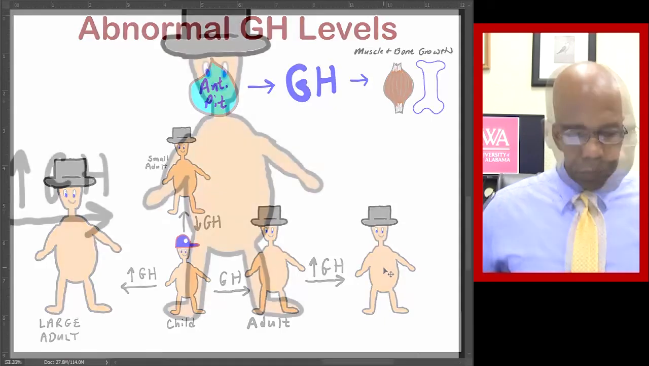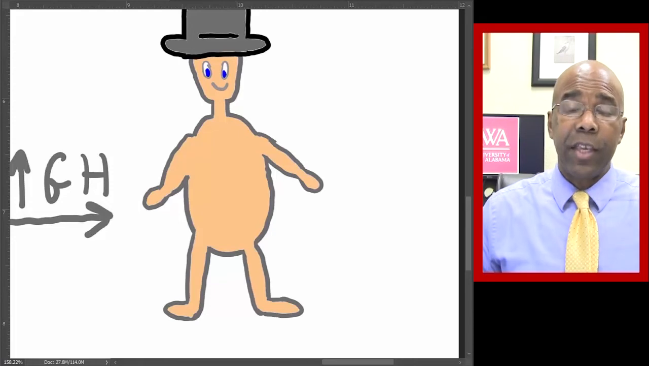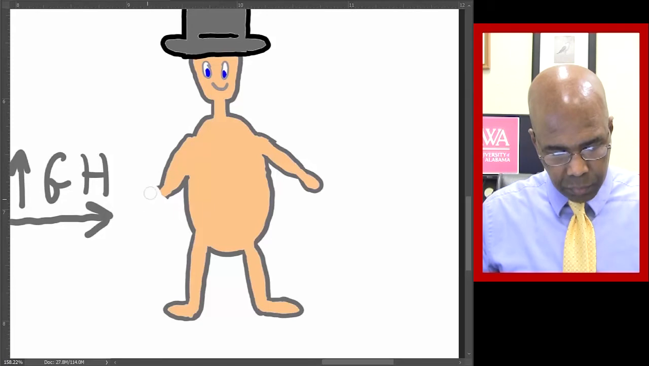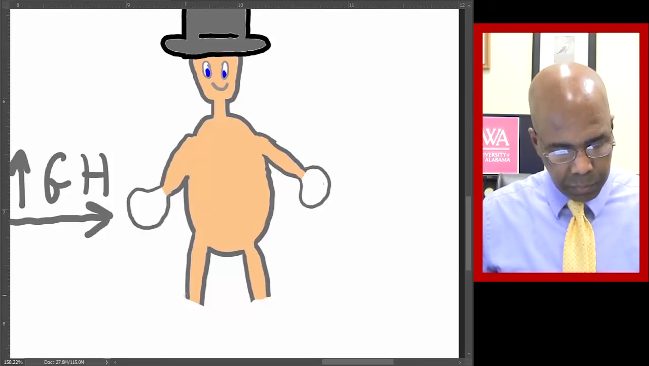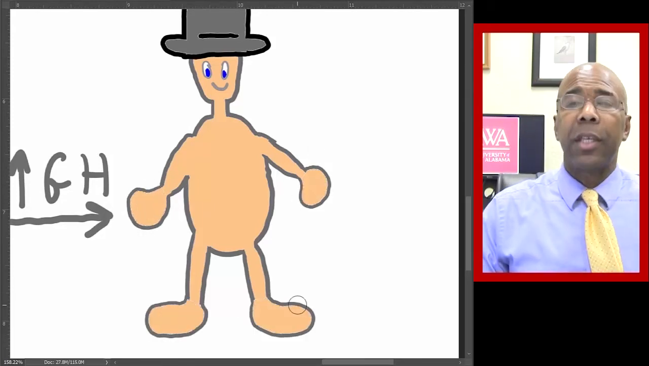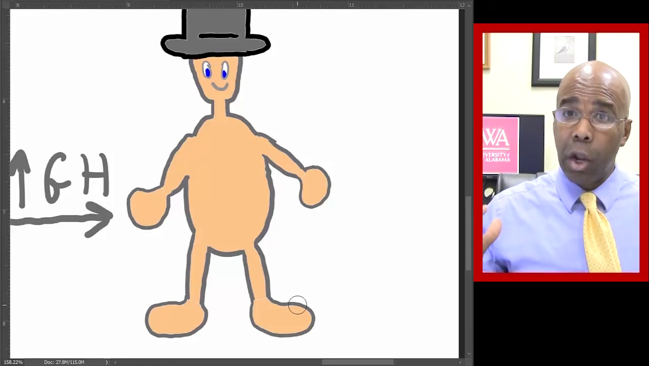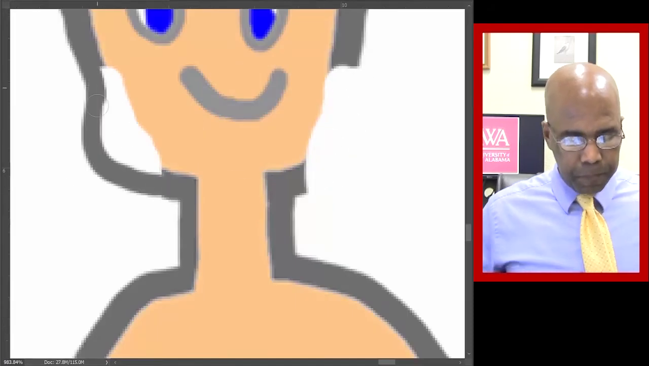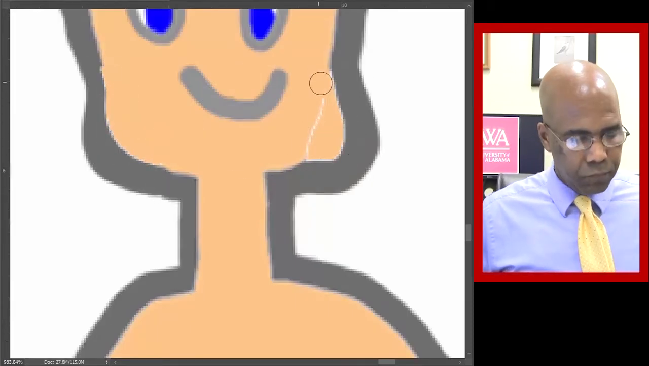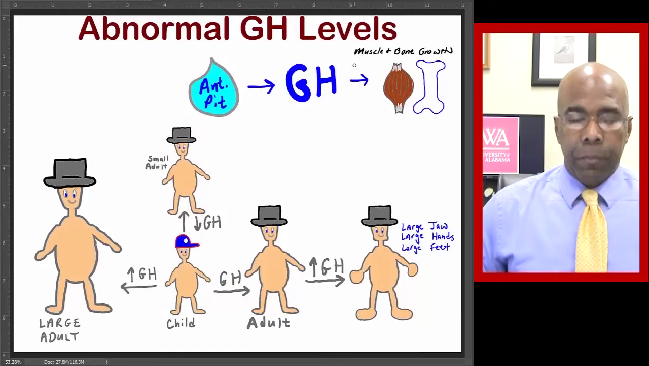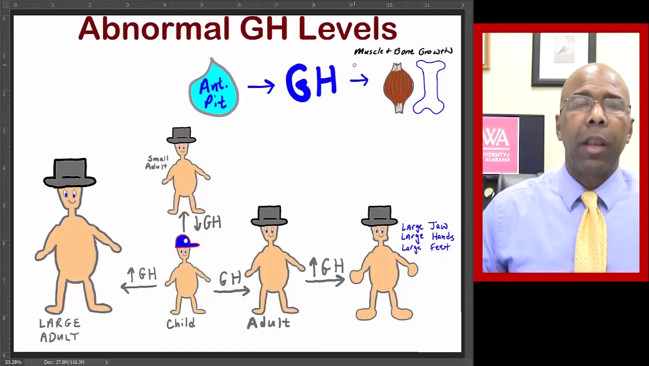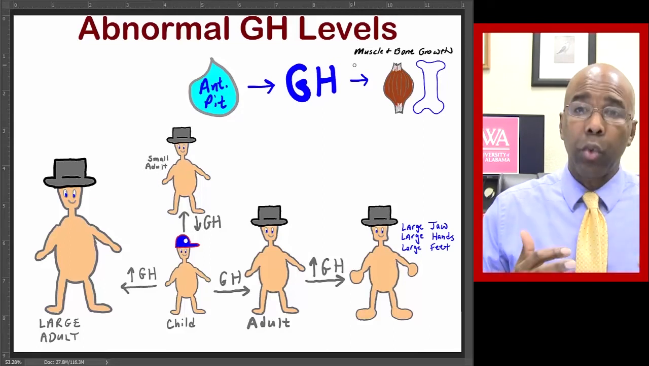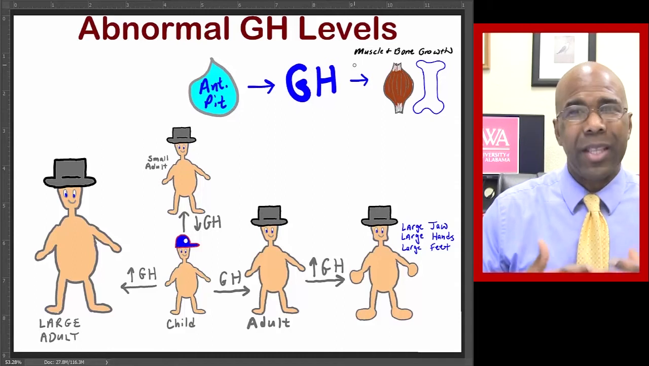Let's identify those. First, the hands and the feet of this individual are enlarged, and let's indicate that here. Additionally, the jaw and some of the facial bones have become enlarged. So let's try to indicate that here. As I've mentioned, these individuals will exhibit large hands, large feet, and a large jaw. This is because the growth hormone is still stimulating the growth of these bones and these muscles.